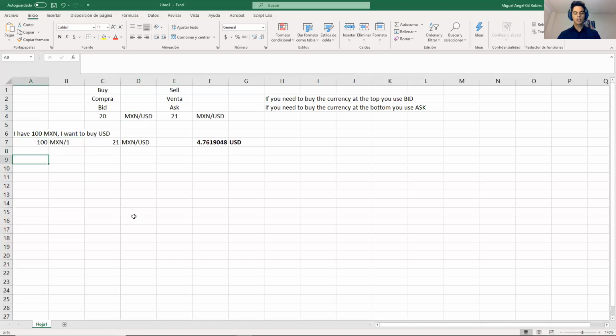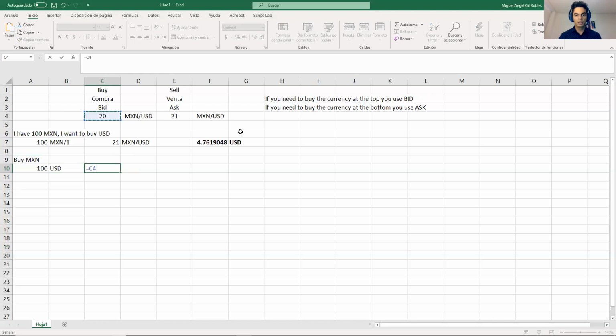Now let's change it. Now the question is buy pesos with $100. So I have $100 and I need to buy pesos. Sorry, not 100 pesos. It is buy pesos with $100. So first question is, which rate do I need? I need the bid, right? Because I need to buy the currency on top. If I need to buy the currency on top, I will use bid.